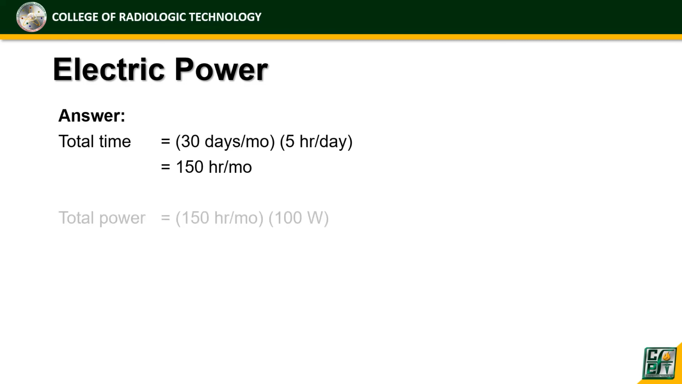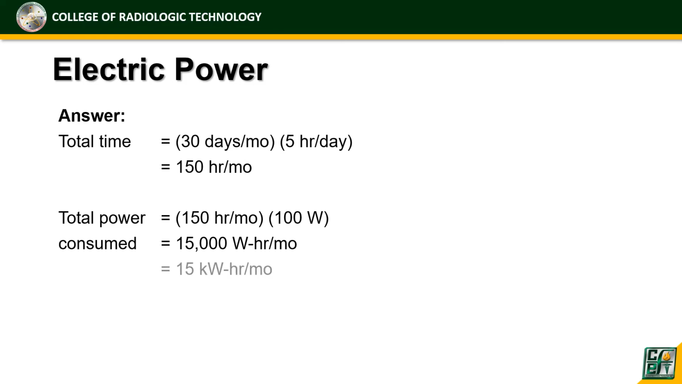And now we compute for the total power. 150 hours per month times 100 watts because the light bulb is 100 watts. So the consumed power is 15,000 watt hour per month. But we must convert it into kilowatt hour. Therefore, the total power consumed is 15 kilowatt hour per month.